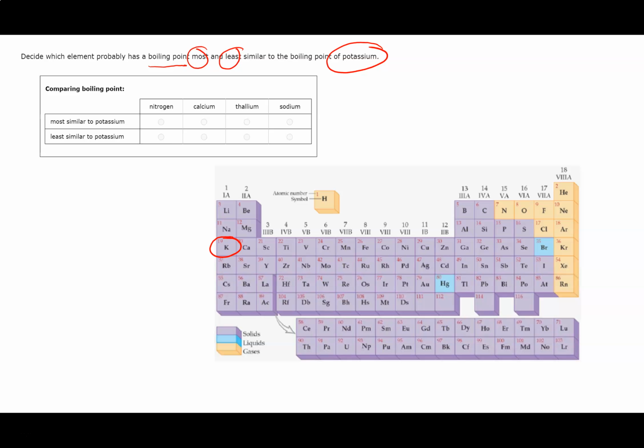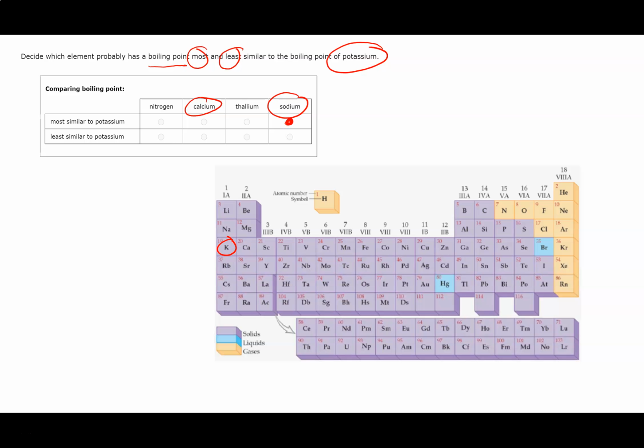So let me see, can I see anything that is right near potassium? Well, calcium is right near potassium, and sodium is also right on top of potassium. You see that, right? Okay, so which one is it? Is it sodium or is it calcium? Because they're both touching potassium. We're going to go with sodium, and the reason being because sodium and potassium are in the same group.